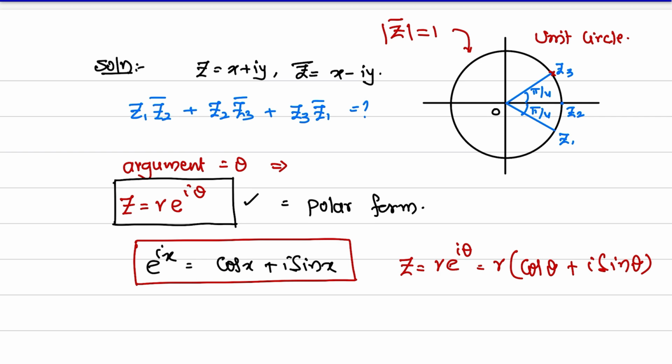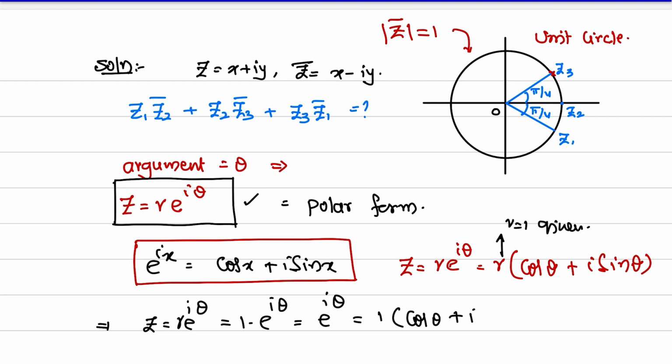Now, here r is equal to 1 given, it's a unit circle. It implies z is equal to r into e to the power of I theta, is equal to 1 into e to the power of I theta, because r is 1. That is equal to 1 into cos theta plus I sin theta, that is equal to cos theta plus I sin theta for a unit circle. Now, we have got what is z.